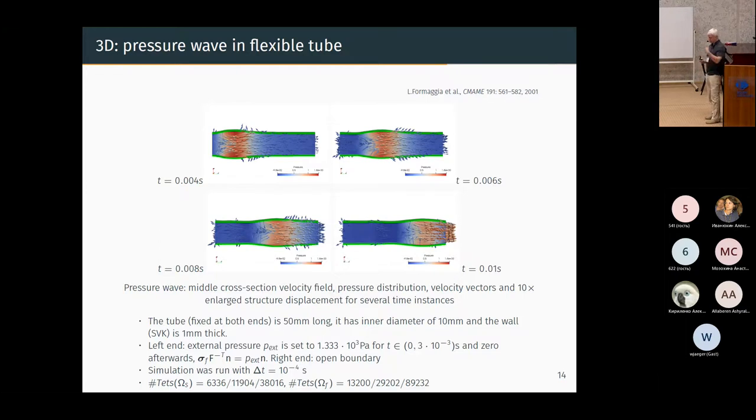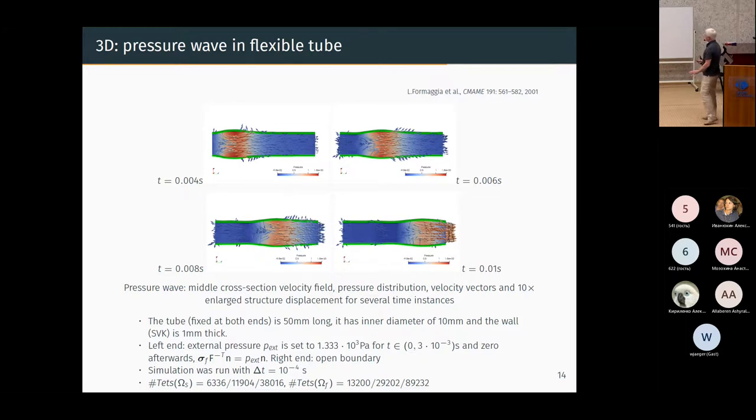And this stepwise pressure produces a pressure pulse wave along this tube. And these are the snapshots of the solution at different time moments. Actually, we exaggerate the large displacements in the radial direction by a factor of 10, just to see that the pulse wave exists. And we have all data about this three-dimensional problem. So pressures, velocities, we can post-process everything, just everything.